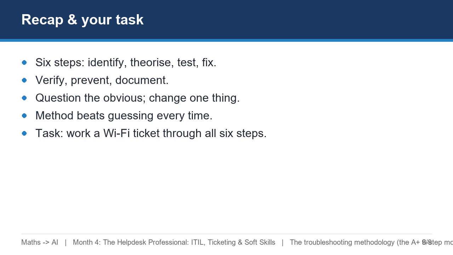Your task: take the Wi-Fi ticket on the page, where a laptop won't connect but the user's phone does, and write out how you'd work it through all 6 steps, 1 or 2 lines each.